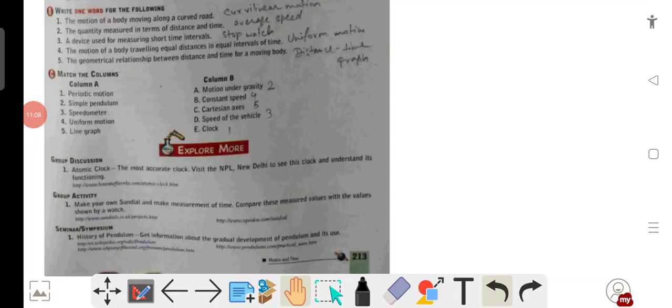So we have already discussed all the questions of motion and time. Please read them carefully, memorize them, and also solve the questions.